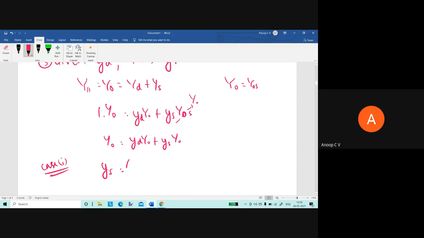I'll get YS is equal to 1 minus YD. So that is equal to 1 minus, what is YD in this case? Can anyone tell me?